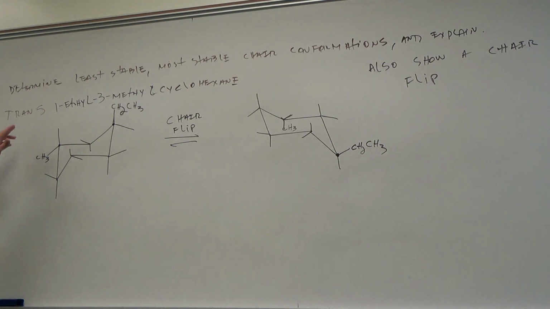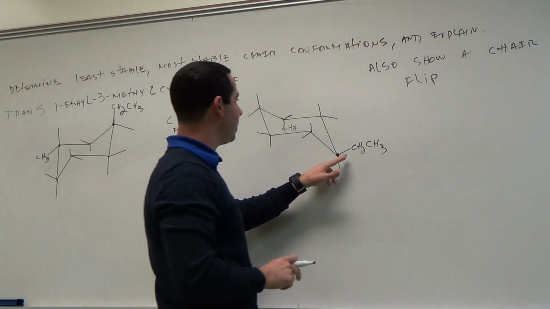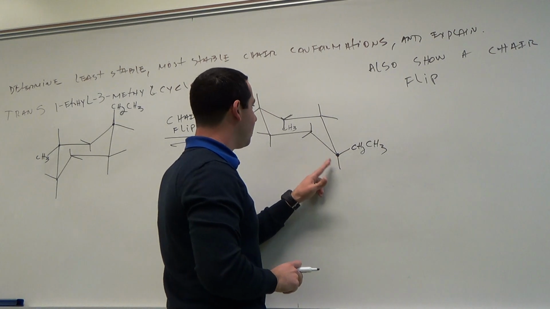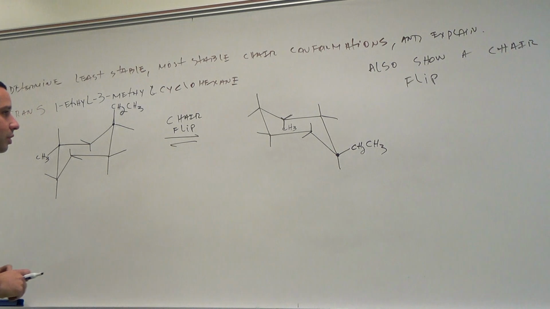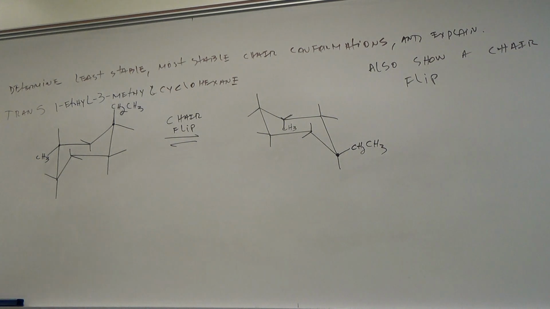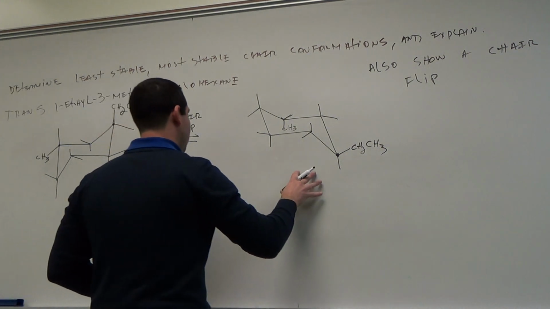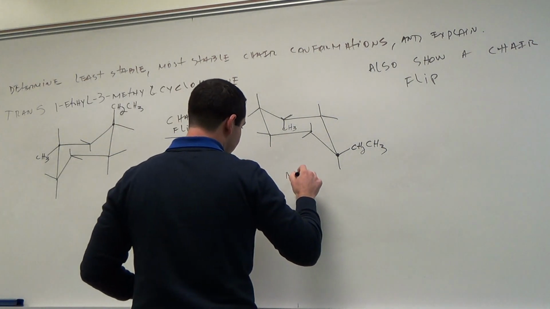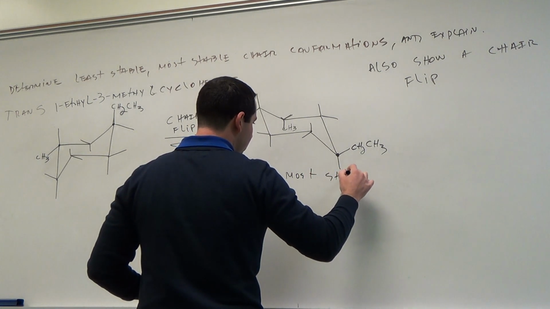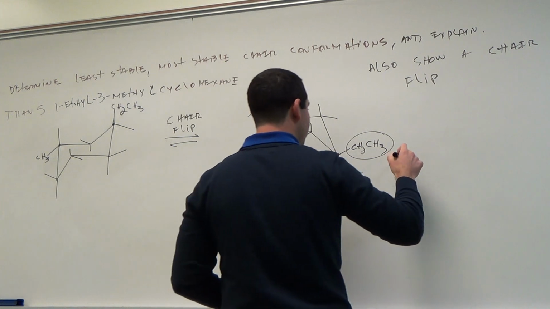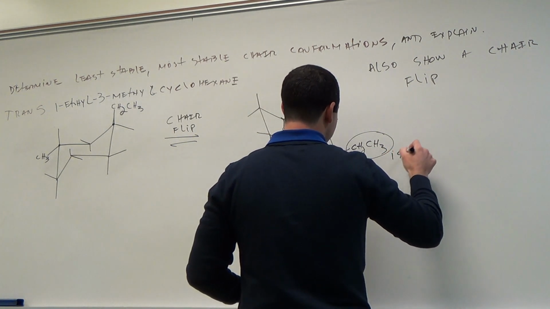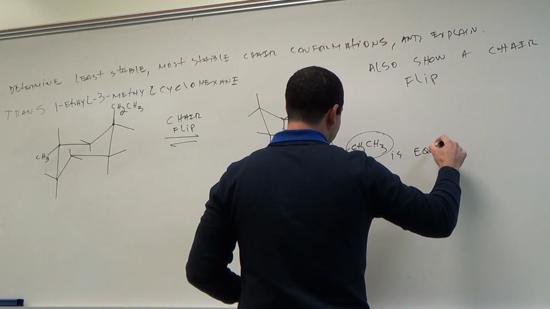I don't know, is that trans? You sure? What bond is this? Upper. Upper bond, and this is? Lower. Lower bond, okay, that's trans. So which one of those two is the most stable? The one where the bigger group is in the equatorial position. This is the most stable, because the biggest group is equatorial.